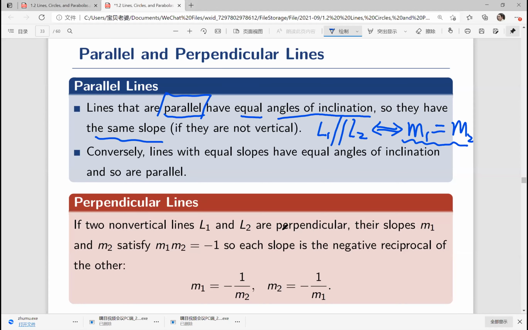Lines with equal slopes have equal angles of inclination, and so they are parallel. Please repeat that again. Do you have any questions?